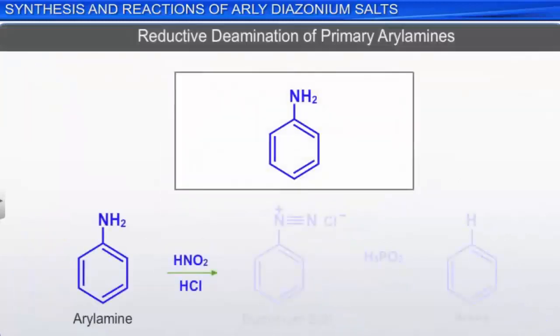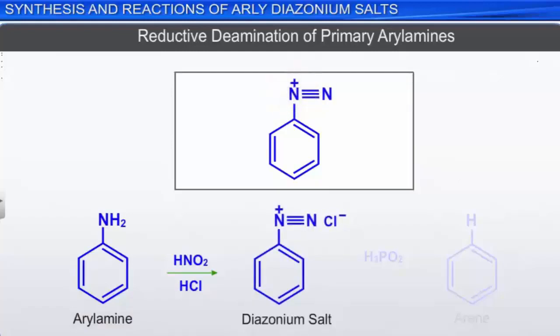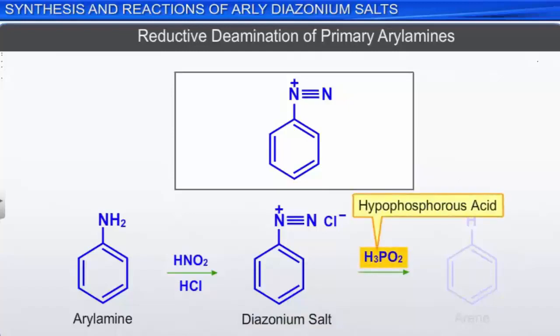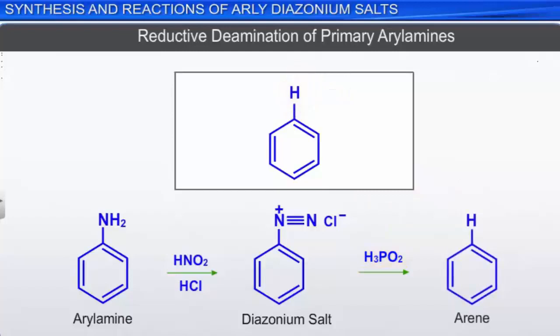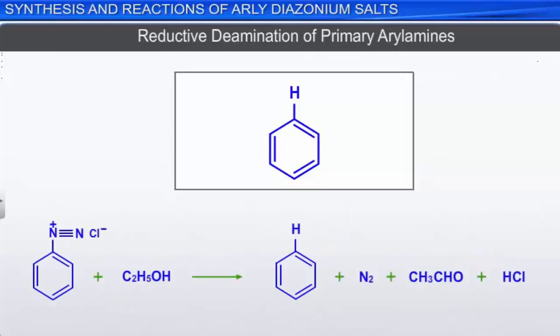Reductive deamination of primary aryl amines replaces the amino substituent by hydrogen, using a diazonium salt as an intermediate. When the diazonium salt is treated with a mild reducing agent, such as hypophosphorous acid, sometimes known as phosphinic acid, the diazonium ion is reduced to an arene. Alternatively, this can be carried out using ethanol. Can you complete this reaction?